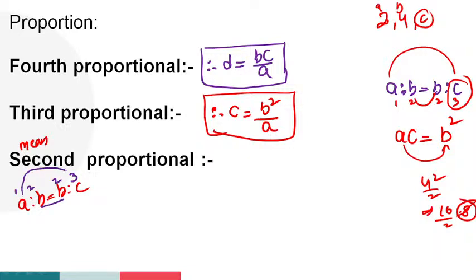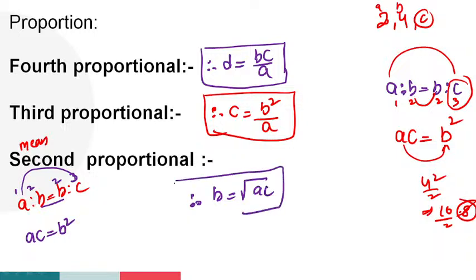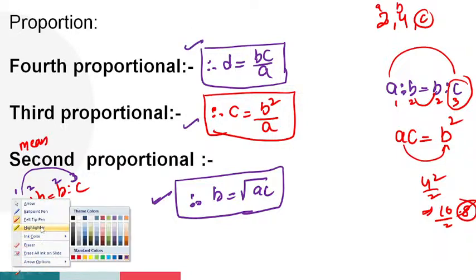What is the proportion formation, guys? AD is equal to BC. Same as before. AC is equal to B square. And we have to find out the B value. Then B is equal to root of AC. So that is the second proportion or mean proportion formula. And the third proportion formula is C is equal to B square by A. And the fourth proportion formula is D is equal to BC by A, guys.